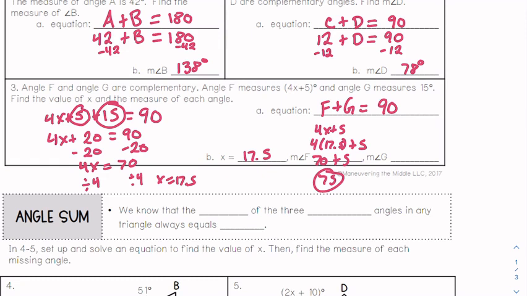And then in the problem, they told us what angle G was. They said it was 15. So our three answers are 17.5, 75, and 15.